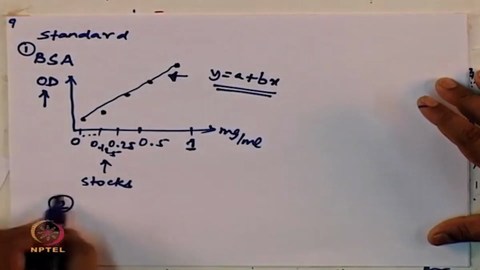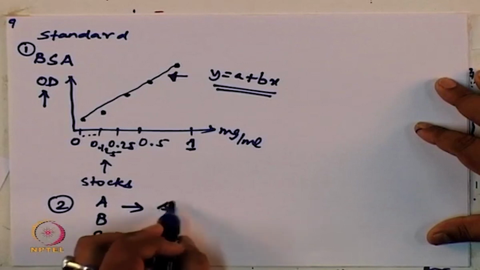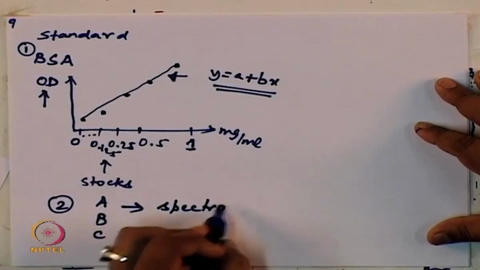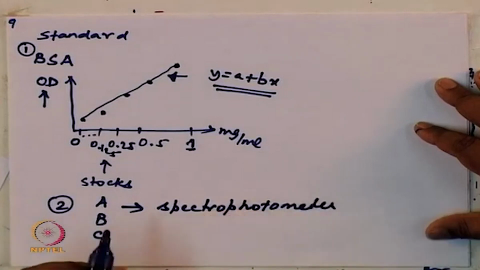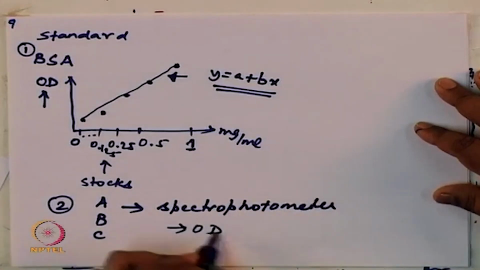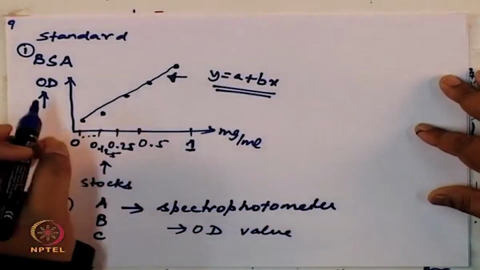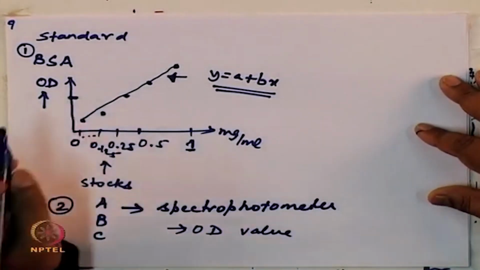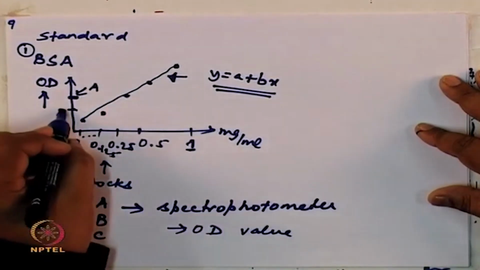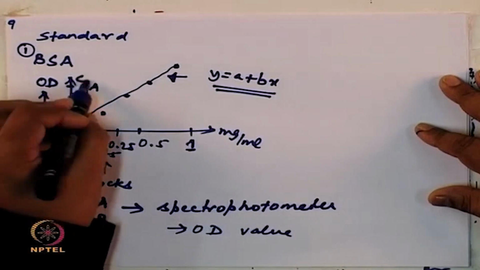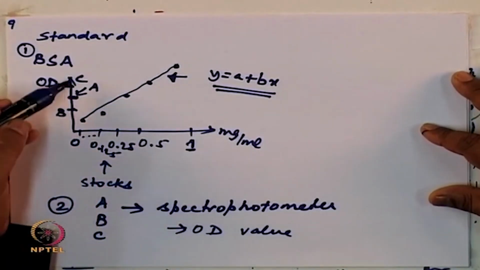In the next step, let us say you take your protein samples A, B, C, and you use the spectrophotometer to take the OD value. Okay. So, in the background of this, let us say you have the Y value. So, this is for sample A, this is for sample B, and this is for sample C. Okay. These are your OD values corresponding to sample A, sample B, and sample C.